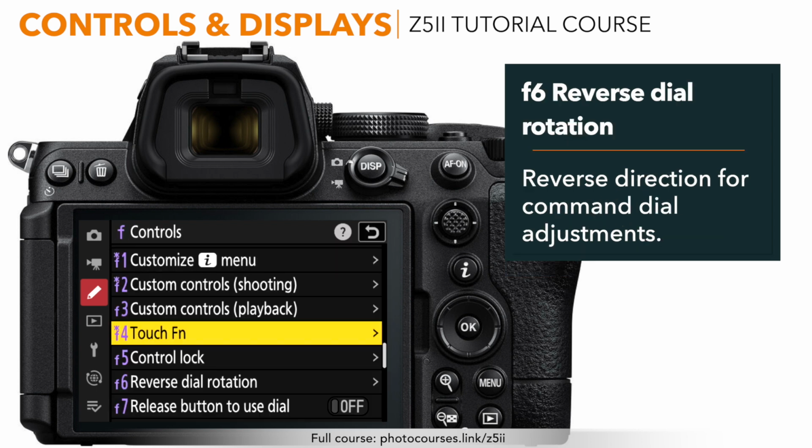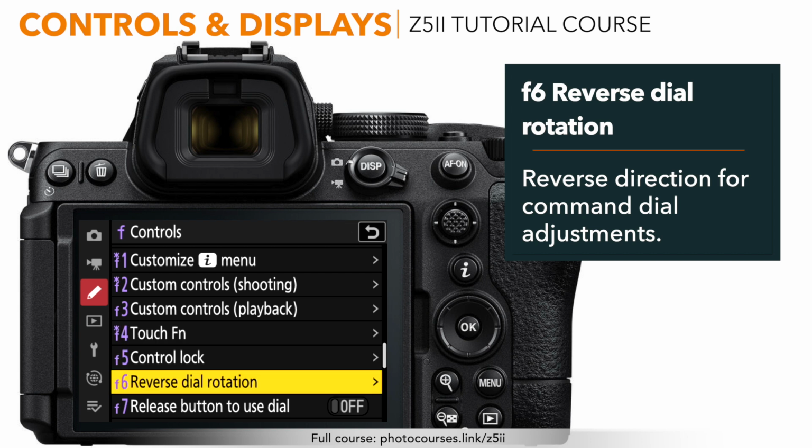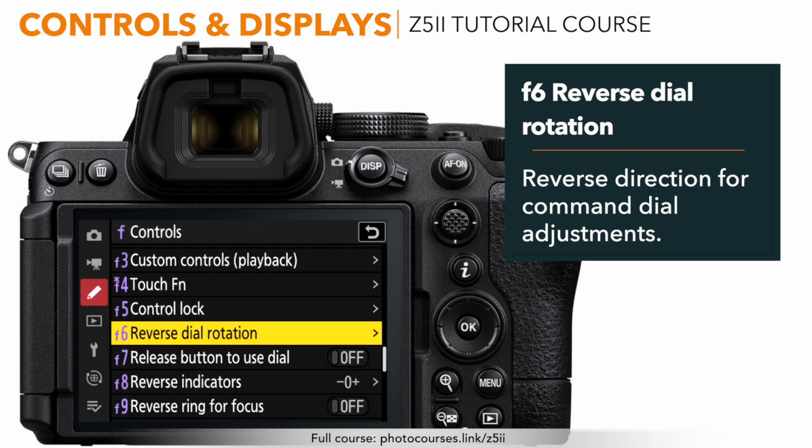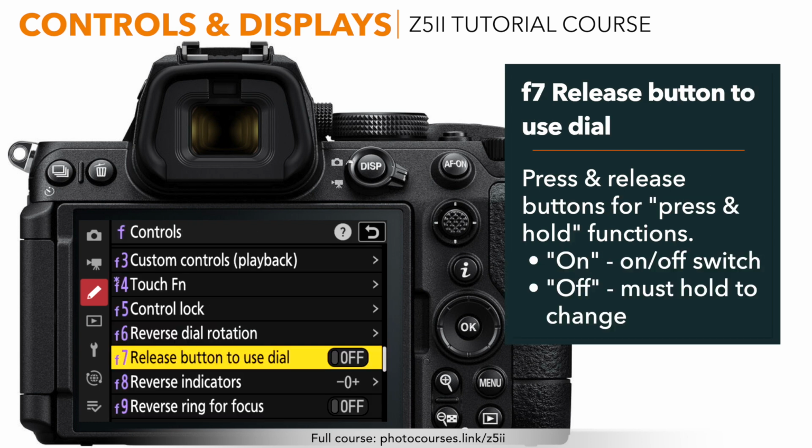Looking at some of the other custom settings, F6 reverse dial rotation. If you have this on, that will reverse the command dial directions when using the command dials for exposure compensation and or shutter speed and aperture. F7, release button to use dial.